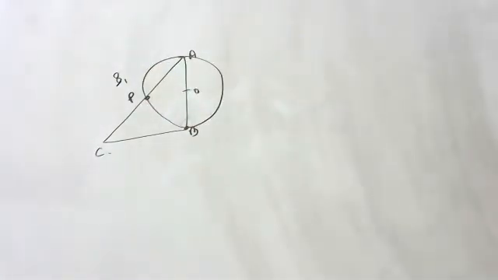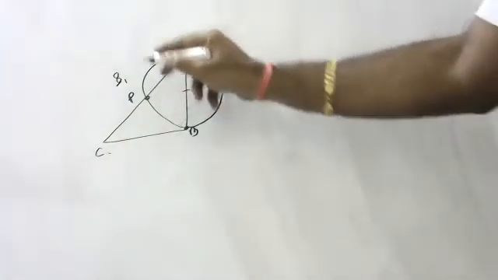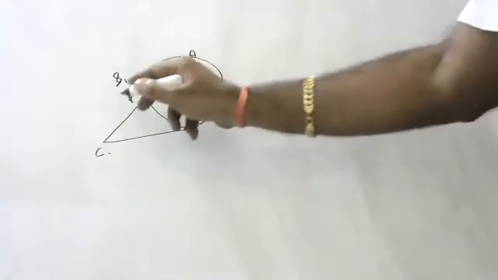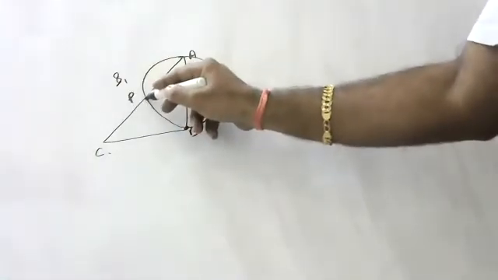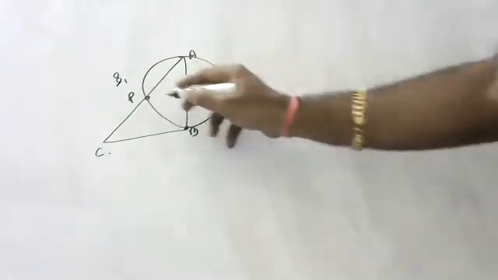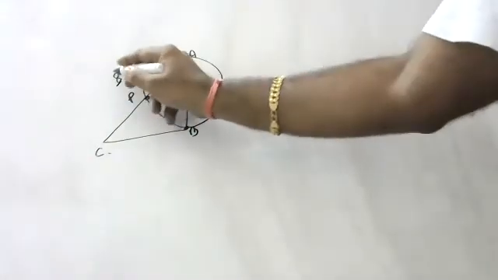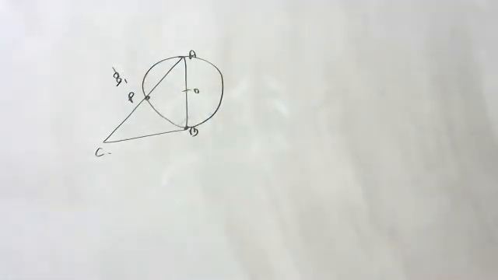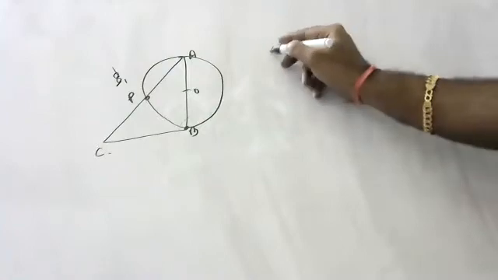Prove that the tangent to the circle at P bisects BC. The figure is not coming correctly, children.